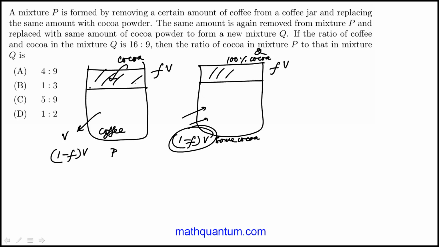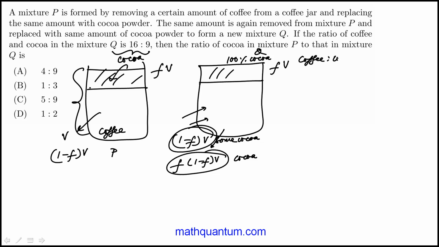And the amount of cocoa here, because in this mixture, F is the fraction that is cocoa, so the amount of cocoa here would be that same fraction of this volume. So that's the cocoa part here. And we're told that the ratio of coffee to cocoa here is 16 to 9. And if we add those two, that's 25 in total. And that means 9/25 of this mixture is cocoa.